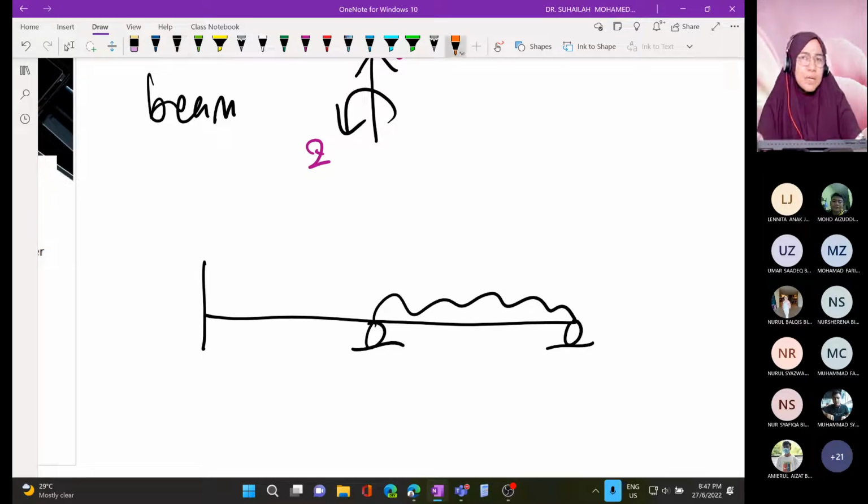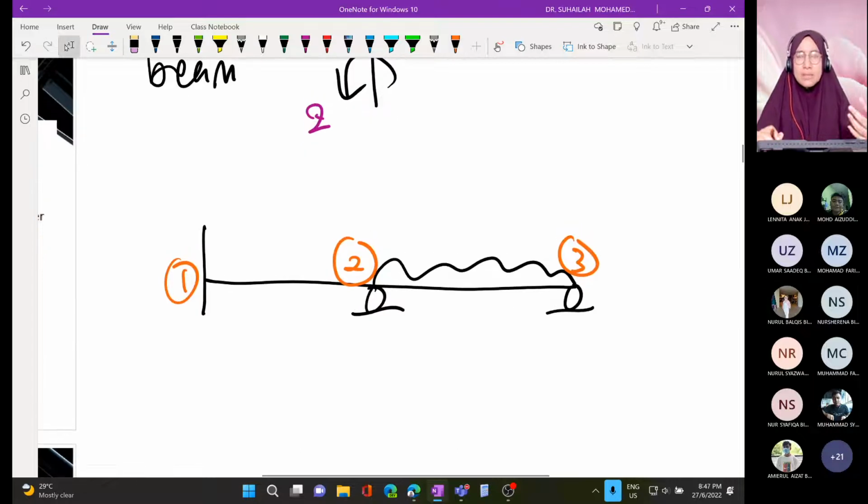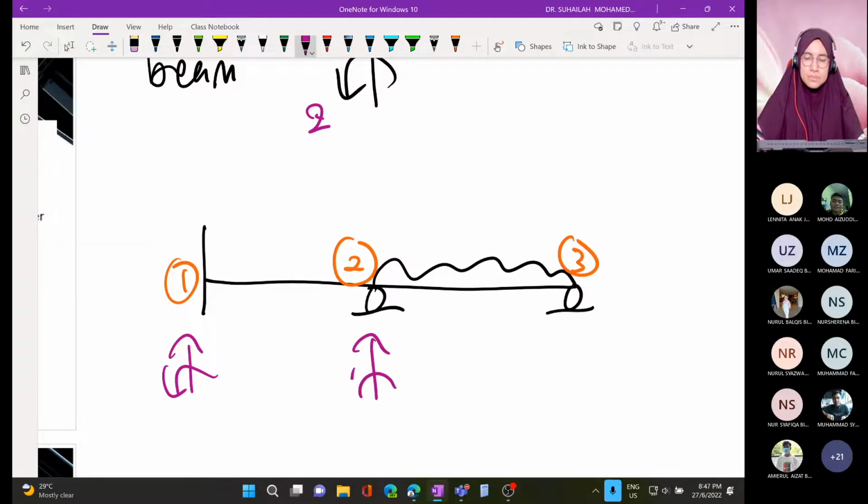So we label, we put numbering representing nodes. Okay, 1, 2, and 3. If the question gives A, B, C, it doesn't matter. So 3 nodes means there are 6 degrees of freedom in Y and Z direction, equal to 6 degrees of freedom.